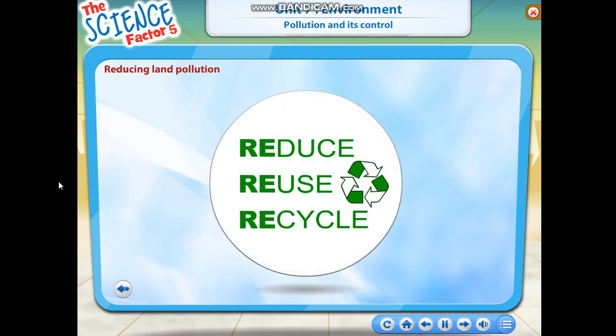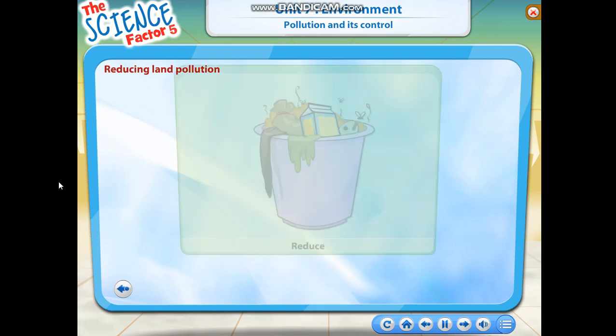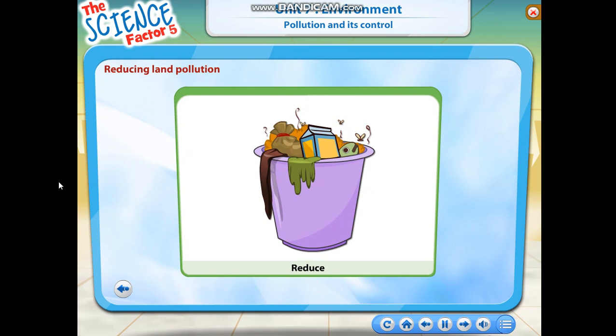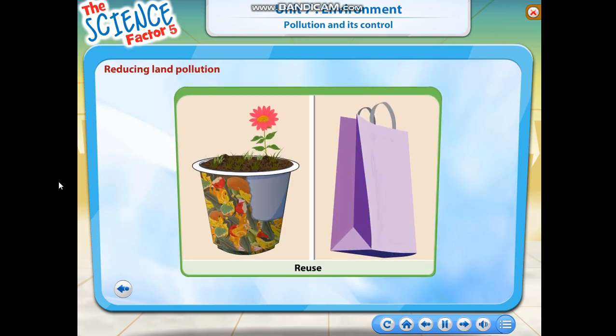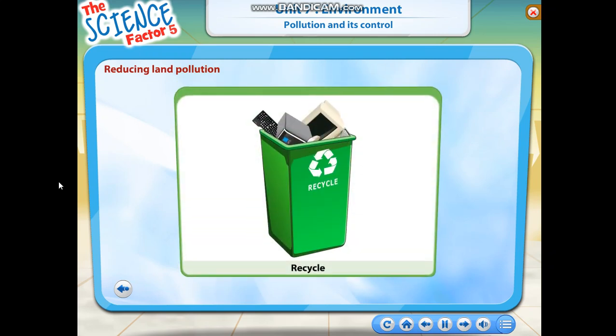Most part of land pollution is caused by rubbish. We can reduce rubbish by following the 3 R's: reduce, reuse, and recycle. We can reduce the amount of waste that we create, reuse certain things again instead of throwing them away, and recycle materials that can be turned into useful products and use them again.